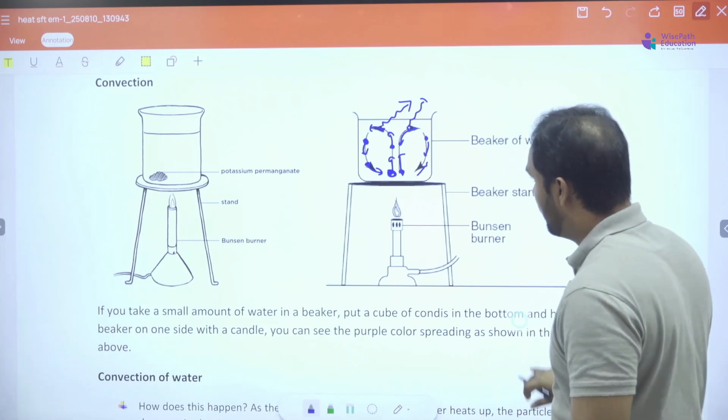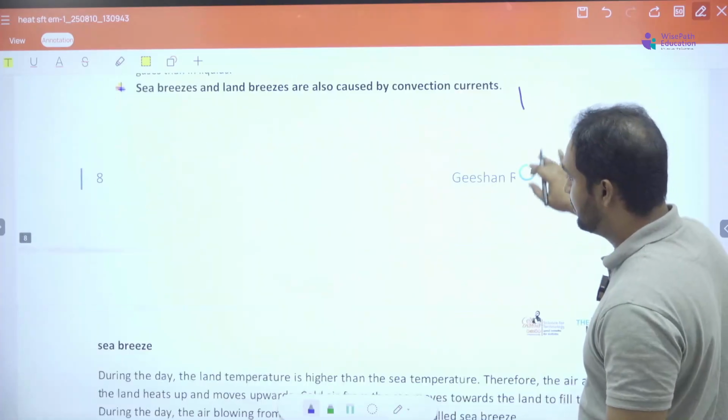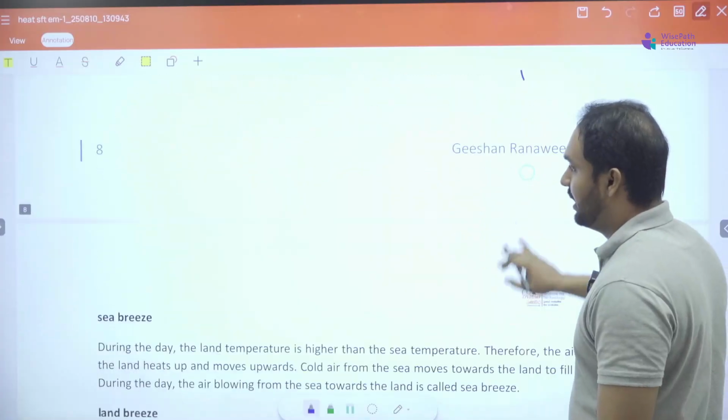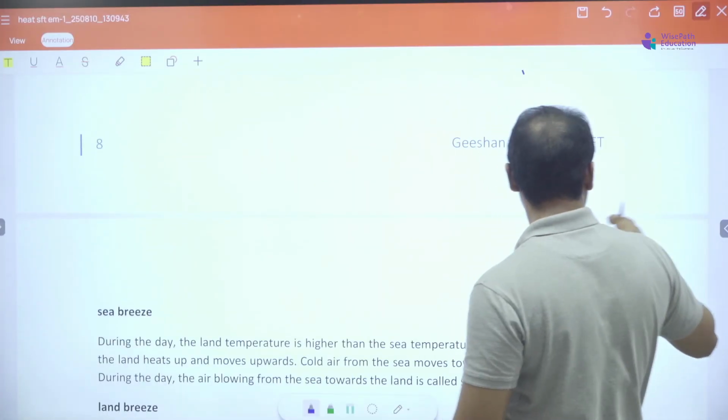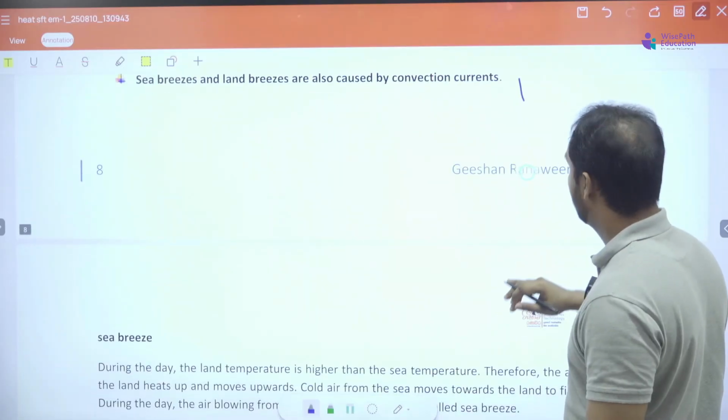So that also happens in the land breeze and sea breeze as well, right? That is what I'm going to discuss now. So land breeze and sea breeze are there.